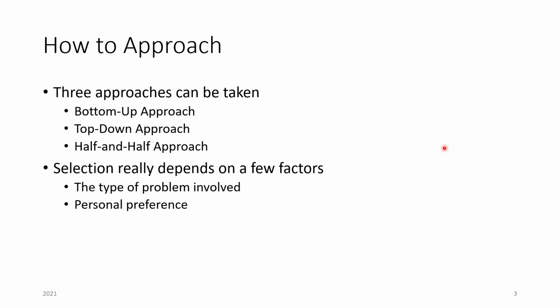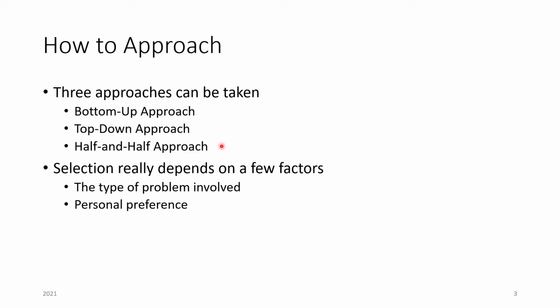Now, when attempting a solution for any recursive problem, there are three methods we can take. The first one is known as the bottom-up approach. The second one is known as the top-down approach. And there's a third one, which is basically a mixture of the two, which is referred to as the half and half approach. Certain problems are suited for certain approaches, and we're going to see why this is when we start doing a few examples.